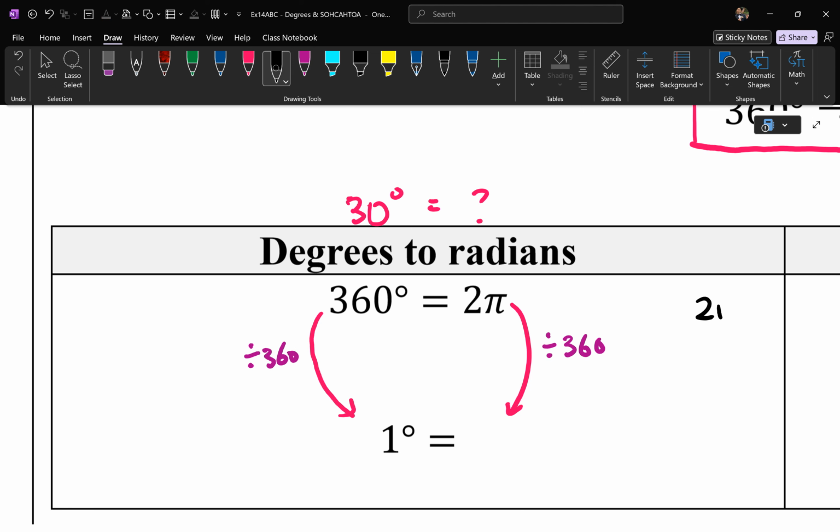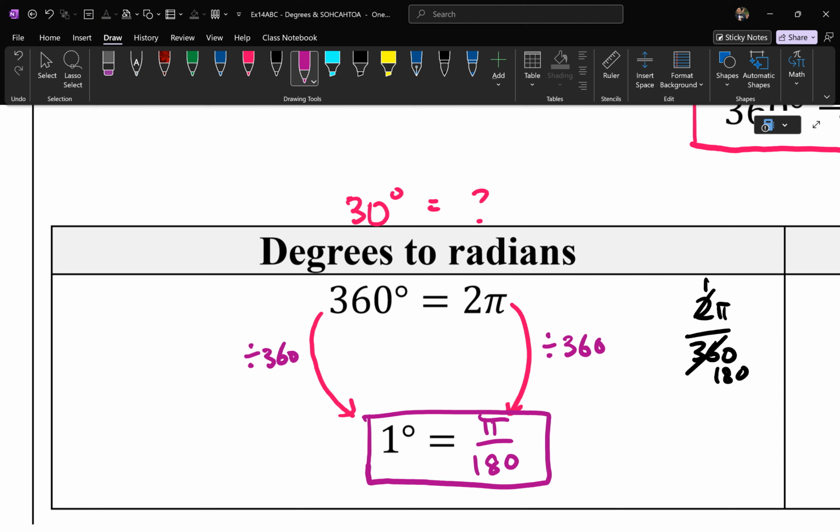you can already see 2 pi over 360. What can you simplify already? Yeah, the 2 and 360. So that becomes 1 and 180. So this formula, as you can see here, now becomes pi over 180. You might be thinking, well, how is that a formula? Well, if you know that's for 1 degree, 1 degree is equivalent to pi over 180.